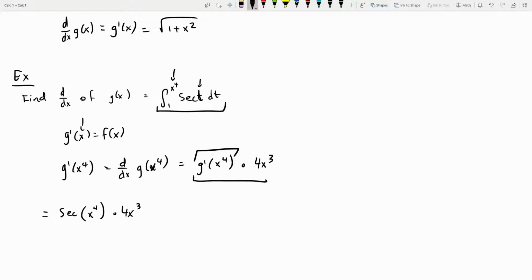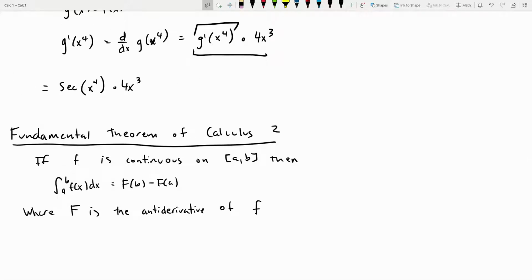So it's just this little extra step of recognizing that it's going to be chain rule, and we're just going to have to multiply by the derivative of the inner function. So now moving on to the fundamental theorem of calculus 2. As I mentioned, this is now going to deal with evaluating the integral.